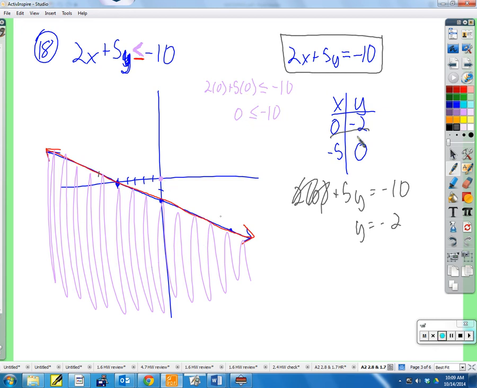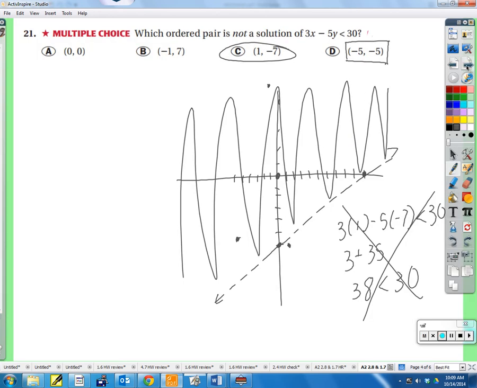So we do the same thing here. I just did it really quickly in my head. I said, x is 0, negative 5y equals 30, so that's going to give me negative 6, so that's the y-intercept. And then 30 divided by 3 is 10, so that's the x-intercept.